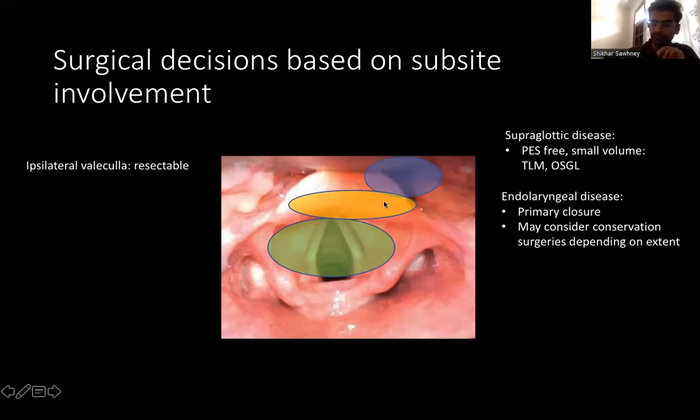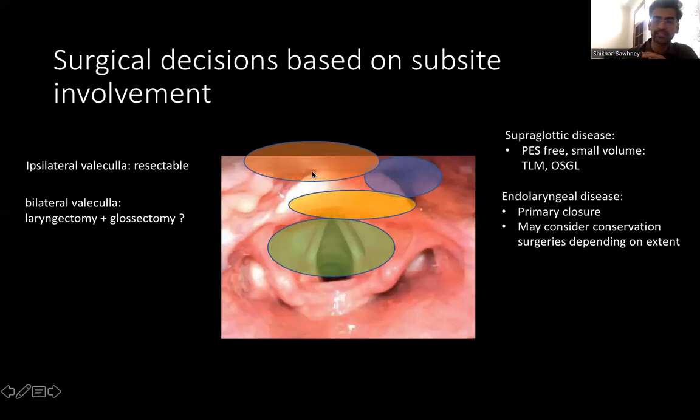If there is a disease tracking superiorly and going up to the vallecula, and only the ipsilateral vallecula is involved, these tumors are still resectable. However, if the bilateral vallecula is involved and the tumors are crossing the midline in the vallecula, a lot of caution is needed, because the bilateral lingual arteries will be at risk, and it would require a laryngectomy along with a total glossectomy, and that is a very morbid surgery, and that is usually not done.